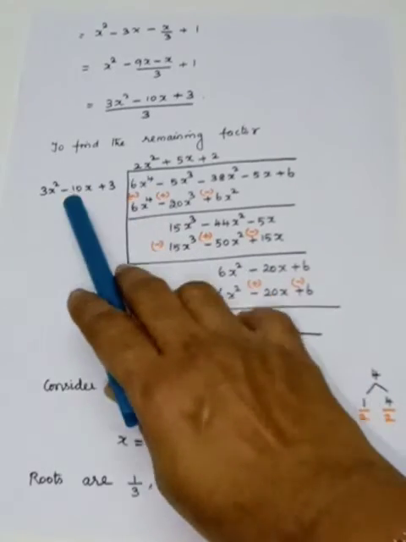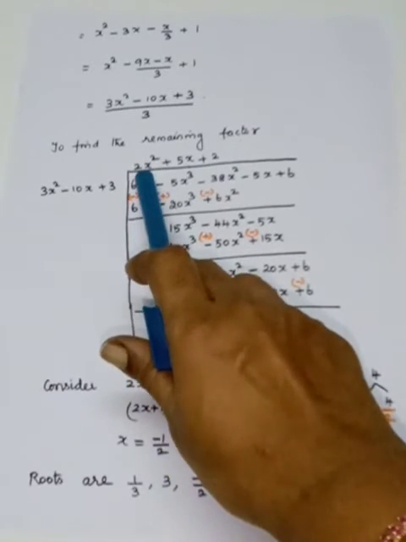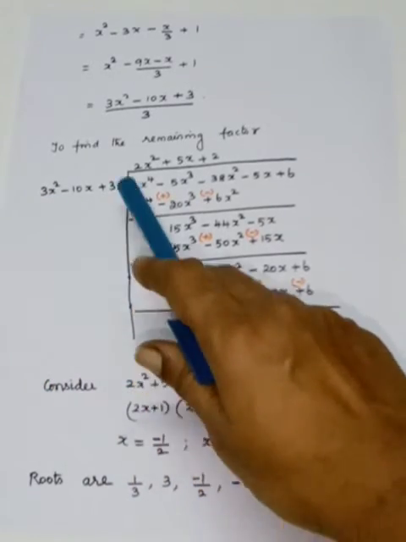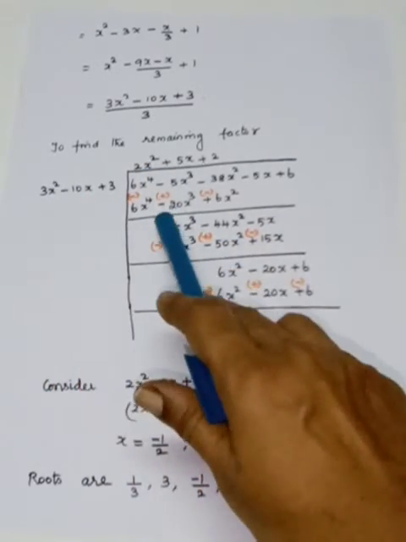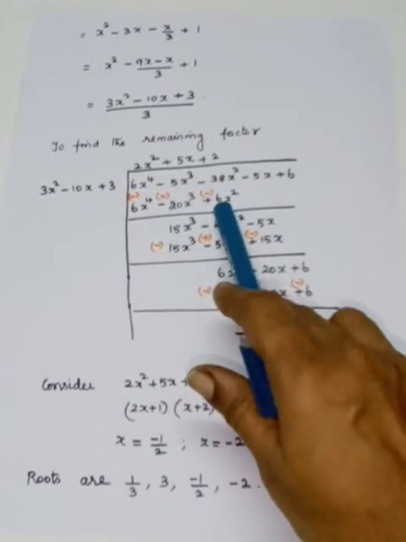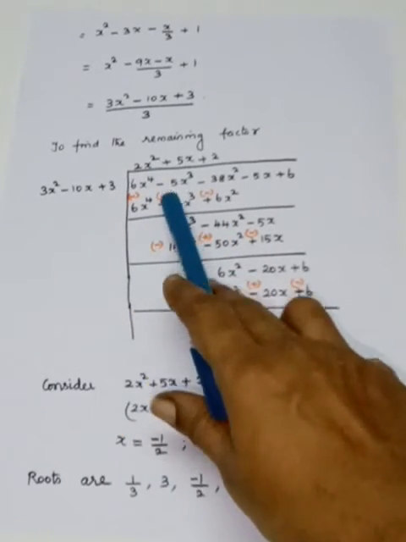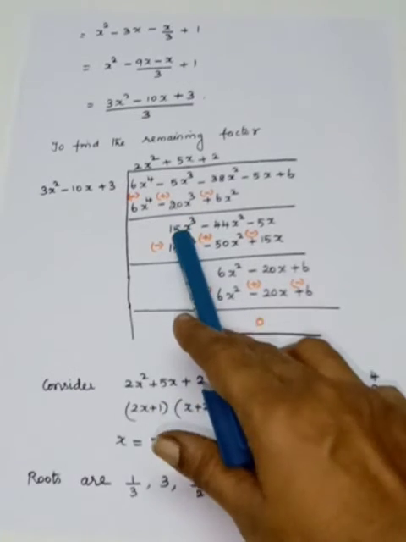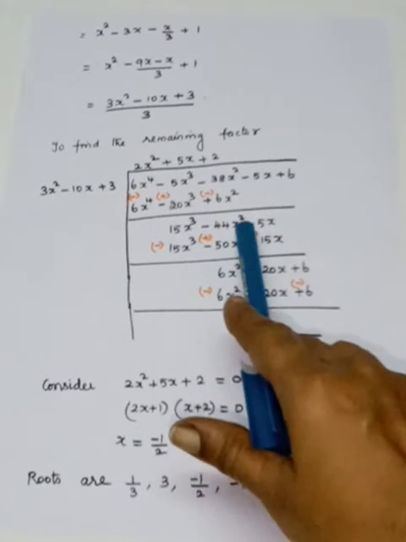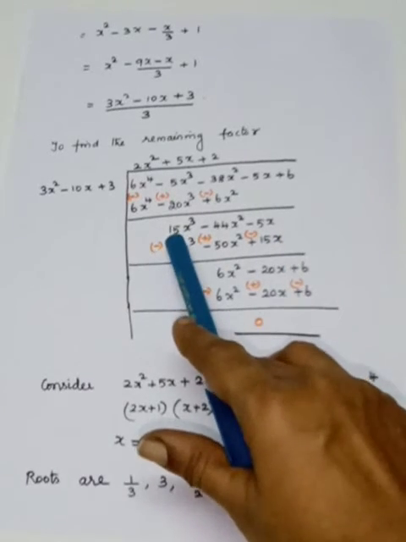Here you have 6x power 4, so it has to be multiplied with 2x squared. 2x squared into 3x squared is 6x power 4. 2x squared into minus 10x is minus 20x cube. And 2x squared into 3 is 6x squared. If you change the sign, it gets cancelled. So here minus 5x cube, and plus 20x cube gives 15x cube. Minus minus, when you add, gives 44x squared. Drop the minus 5x, and here you have 15x cube.